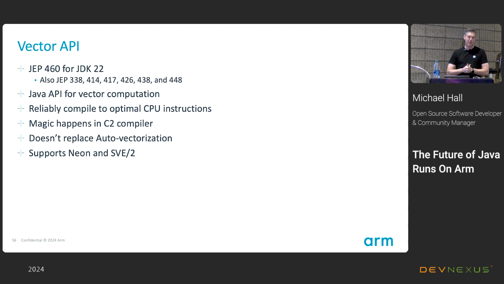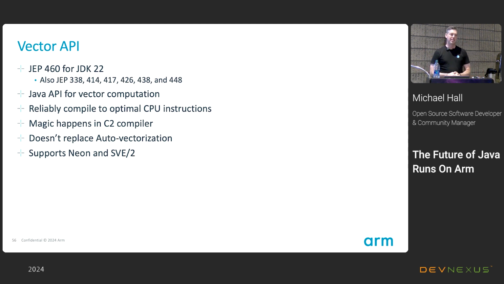I don't know how many people are aware of it, but there's ongoing work on a vector API in Java itself. It's currently on JEP 460 for JDK 22, but you can see there's a whole history of previous ones as they've been iterating over this API to get it into the main part of OpenJDK. And the goal of this is to provide a Java API that Java programmers can access that will reliably compile down to using these vector instructions on whatever CPU you're running it on.